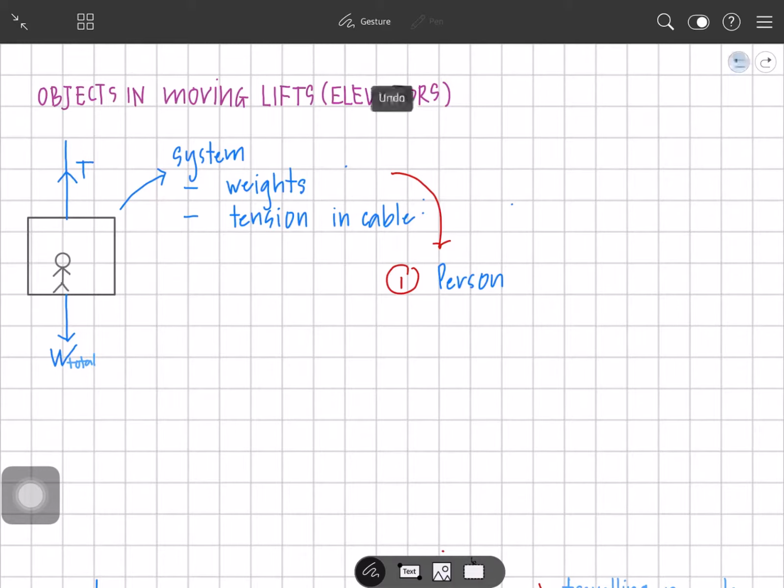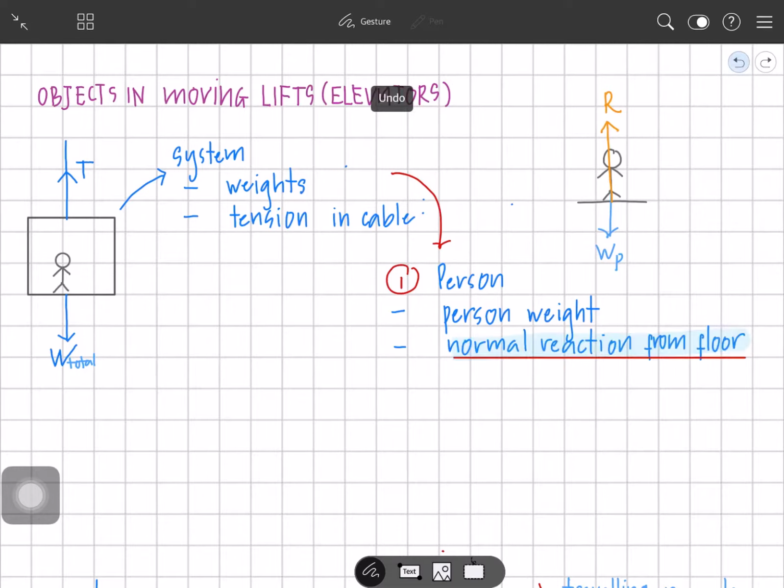As for the person, the forces acting on the person are the weight of the person, denoted by WP, and the normal reaction from the floor of the lift to the person, denoted by R.